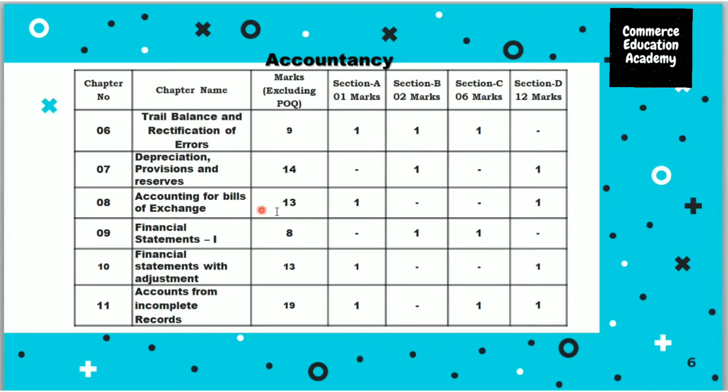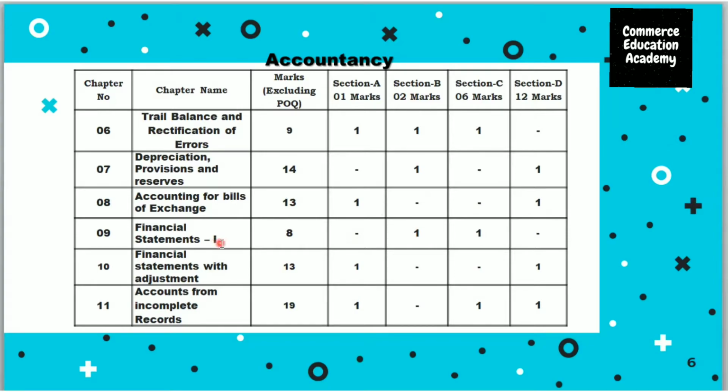Next, the 8th chapter. This chapter carries 13 marks weightage. From Section A, 1 question, no questions from Section B, no question from Section C, and 1 question from Section D. This is 1 mark. That is 1. 12 plus 1, 13.